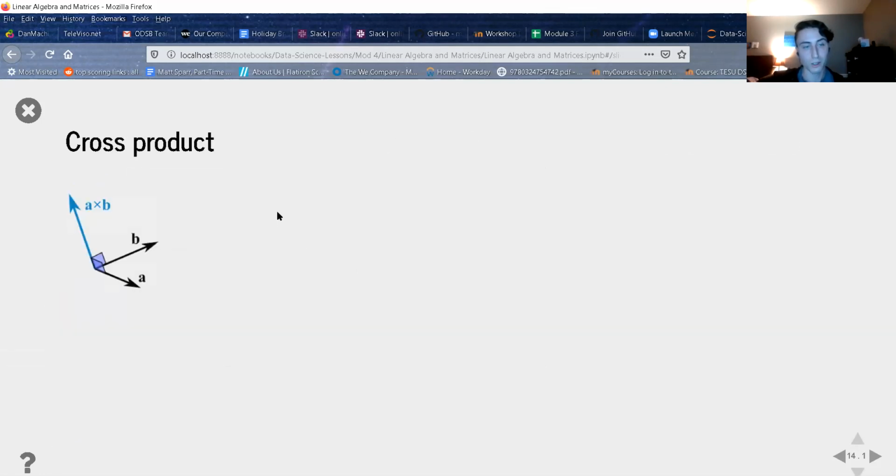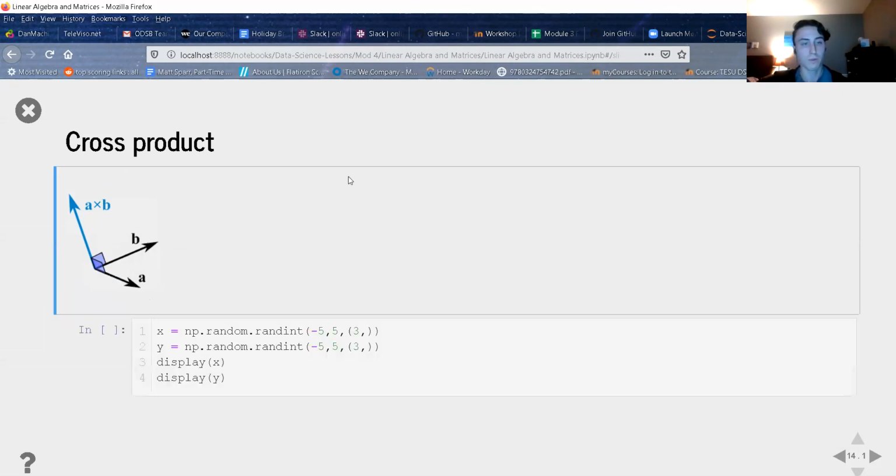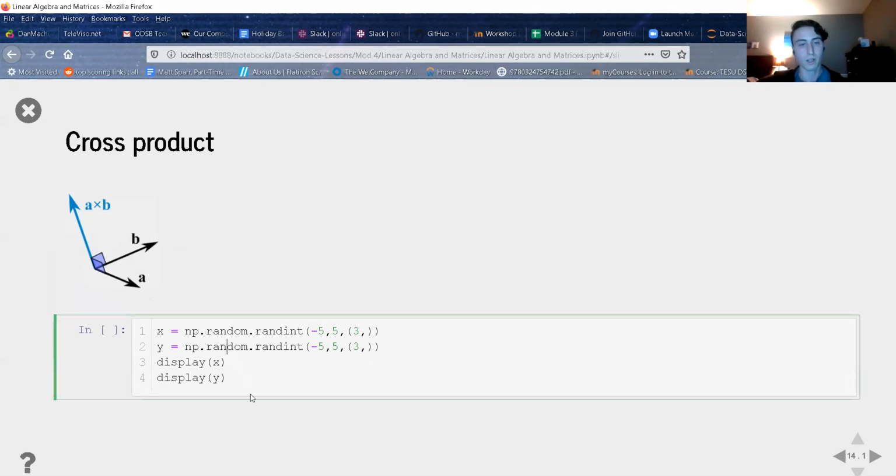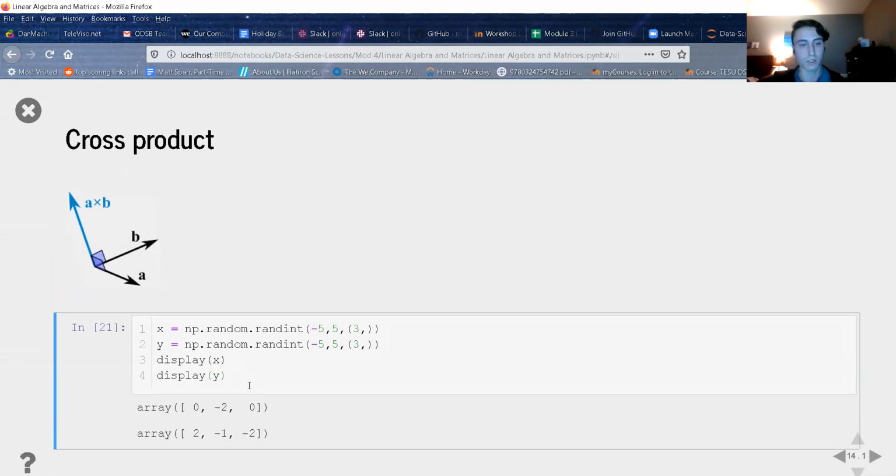All right, and then the third type of multiplication is the cross product. So the cross product of two vectors will give you a third vector that's perpendicular to both of the original vectors. They don't really hit on this too much in the curriculum, but it comes up later on with natural language processing some. So definitely see it later.